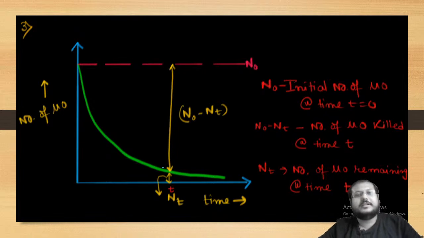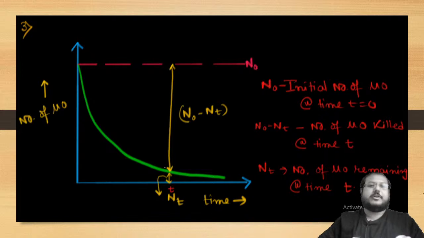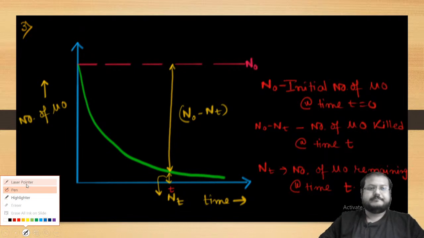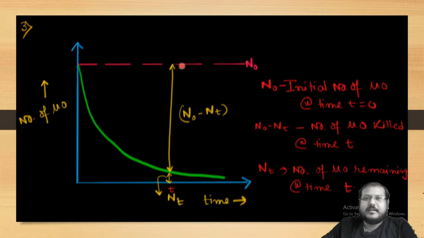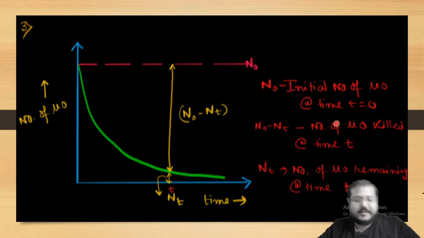And the third one is the plot between the number of microorganisms present versus time. This is N naught, which is the initial number of microorganisms, which is fixed. So as time keeps increasing, the number of microorganisms will keep on decreasing, right? At time t, this is Nt, the number of microorganisms remaining at time t. And this is N naught minus Nt, which is the number of microorganisms already killed at time t. Is it clear?